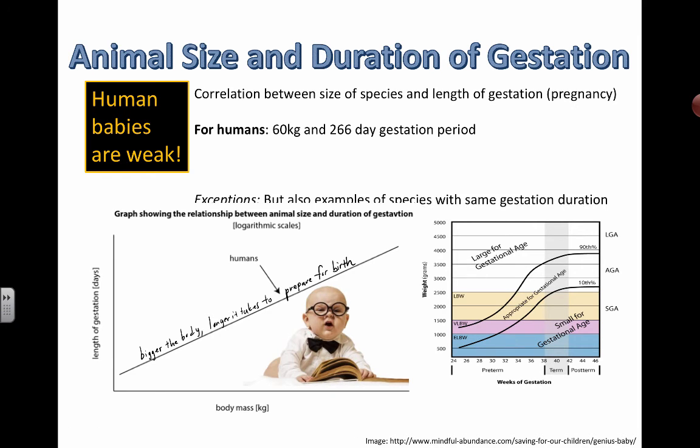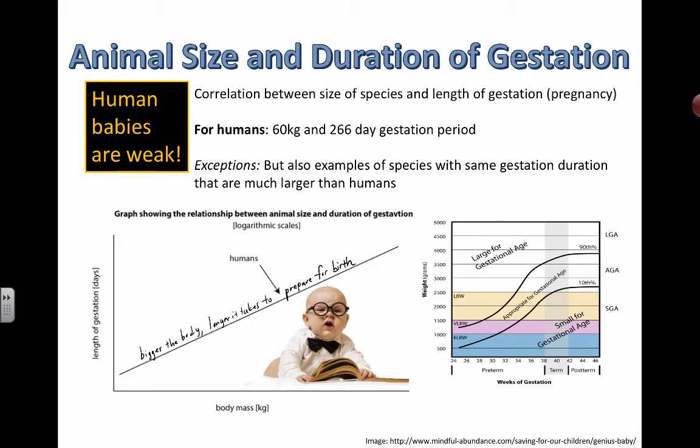There are some exceptions though, so just know that. For example, there are some organisms that have the same gestation period that we do, but they are much, much larger. Also, it's important to point out that in general, longer gestation periods mean that the organism is going to be a little bit more developed by the time they're actually born.